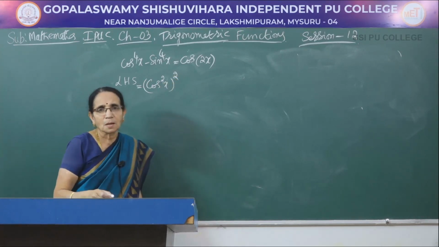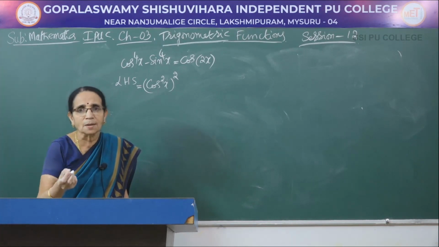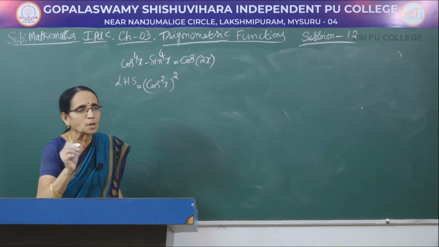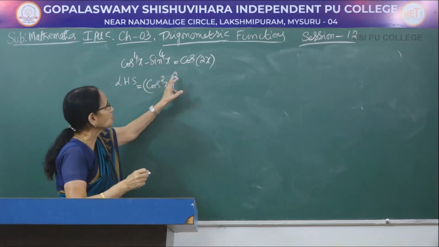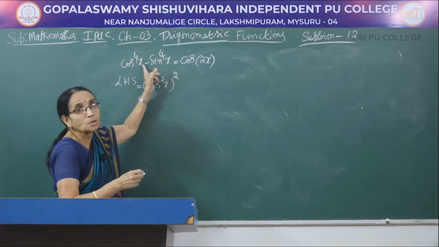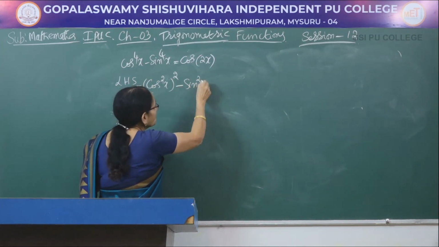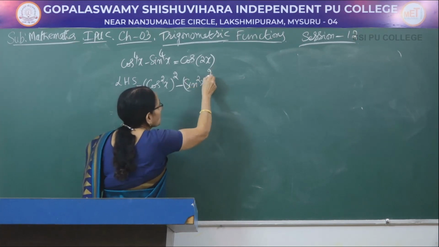You may remember here the third law of the indices, a to the power m whole to the power n is a to the power m into n. So, this 4 I have written as 2 and 2. So, cos square x the whole square. When you remove the bracket, it becomes cos to the power 4. Similarly, write this as sin square x the whole square.